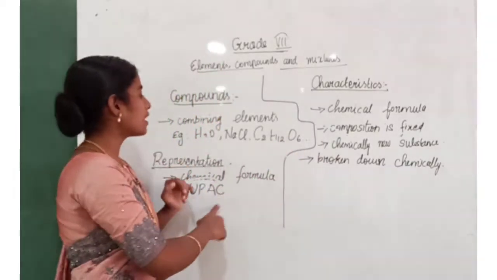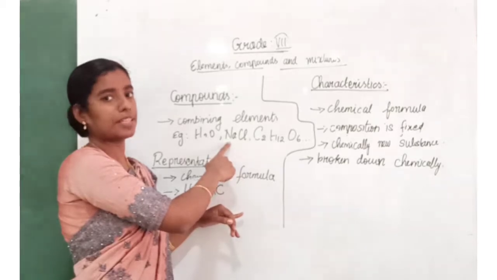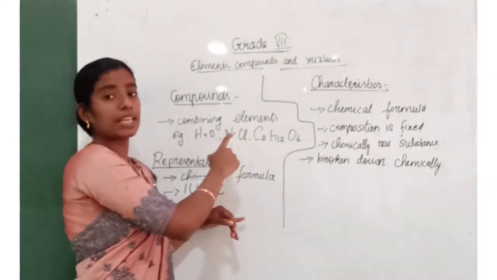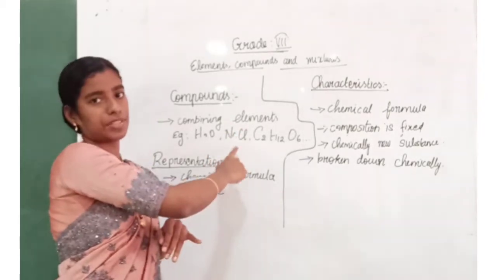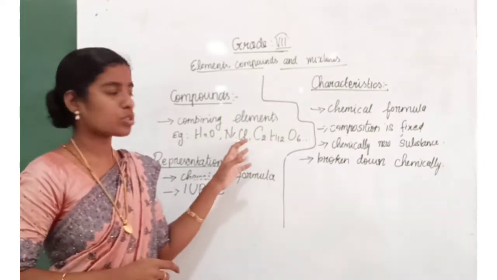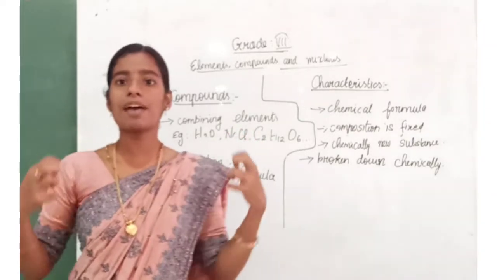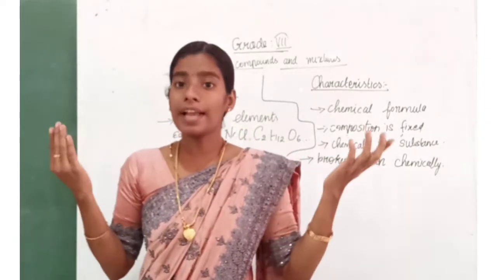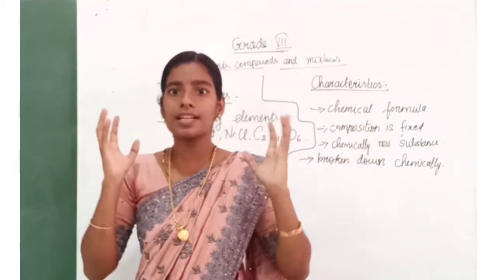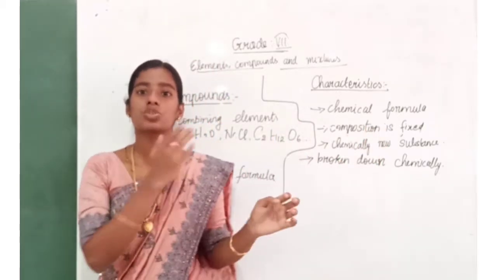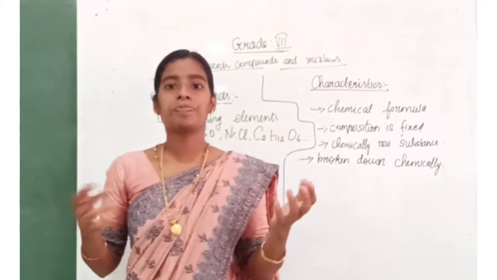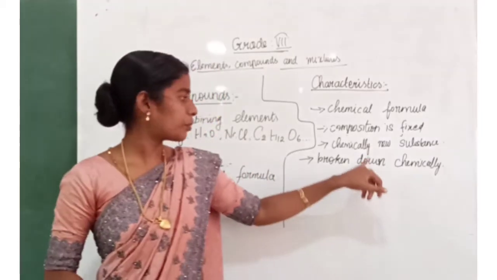That is, consider this NaCl. Sodium is one element, Na is an element, chlorine is an element. While you consider sodium and chlorine separately, they will have some chemical properties. And after combining, the chemical properties of sodium chloride will vary. Did you understand that point?